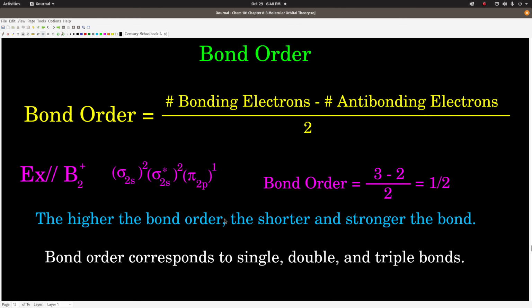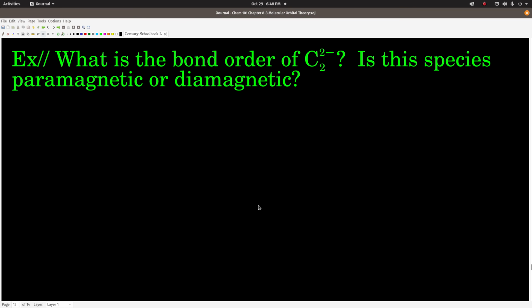Now, write this down because this is important too. If when you calculate the bond order, you get a bond order of 0, that means molecular orbital theory predicts that that molecule does not exist. It is too unstable to exist. That's important because that's one thing that molecular orbital theory does for us. It helps us predict whether or not the molecule can exist. So a bond order of 0 means the molecule is not predicted to exist. The higher the bond order, the shorter and stronger the bond. We can have half bond orders. So let's work out an example.